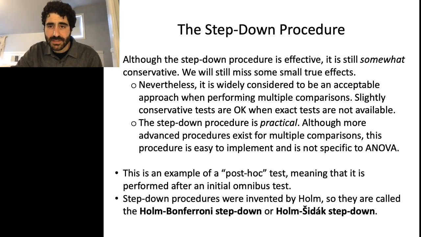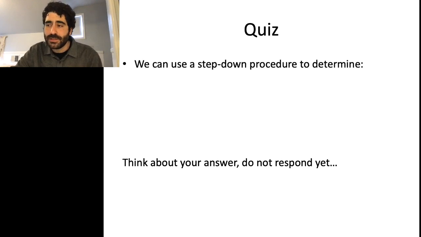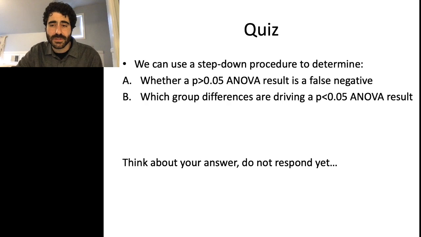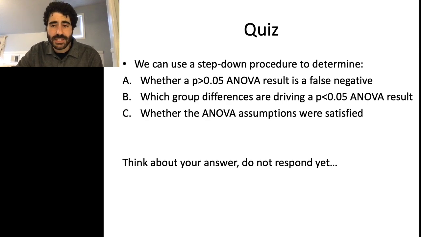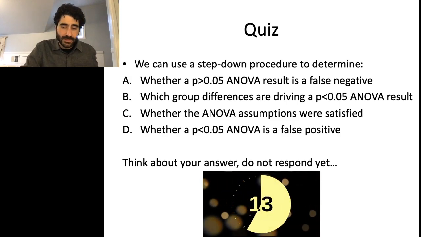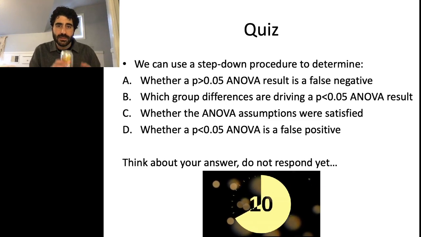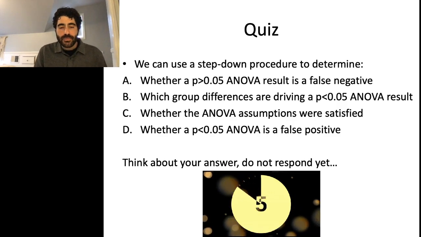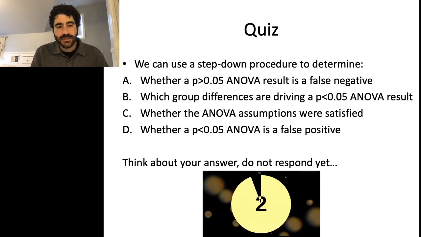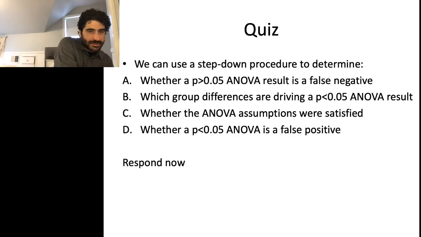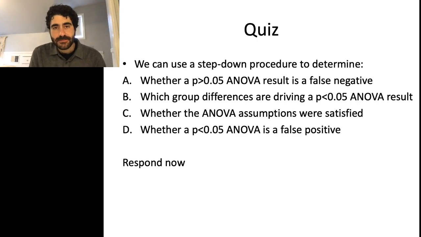Okay, let's do a quiz for this section. So this step down procedure, we're using it to determine whether our ANOVA result was a false negative, which group differences are driving our ANOVA result, whether our ANOVA assumptions were properly satisfied, or whether our ANOVA result was a false positive. All right, what do we think?